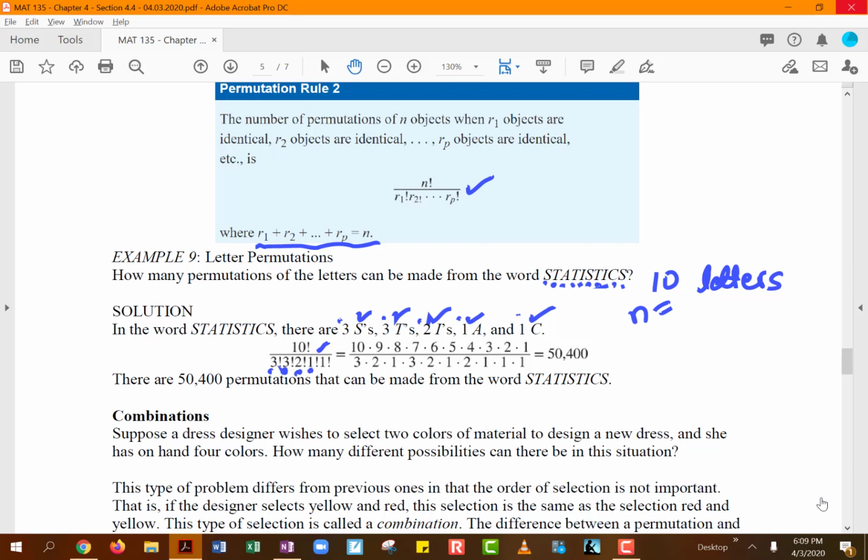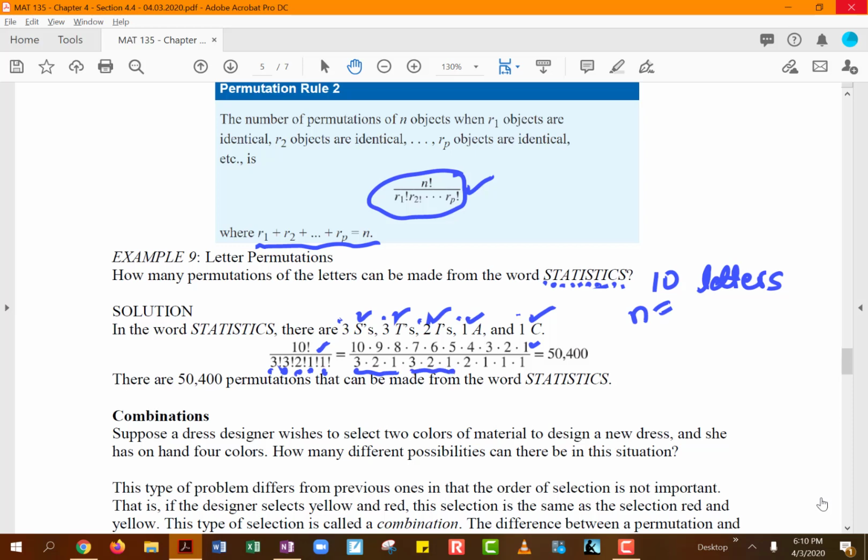So the total number of letters, 10 factorial, goes on the top. And then your r sub 1, r sub 2, r sub 3 are going to be the individual letters and how many of them there were. You can see we're breaking this down into 10, 9, 8, 7, all the way to 1 on the numerator. And then 3 factorial gets broken down into 3, 2, 1. 3 factorial again gets broken down into 3, 2, 1. 2 factorial is 2 times 1, and then 1 factorial and 1 factorial.